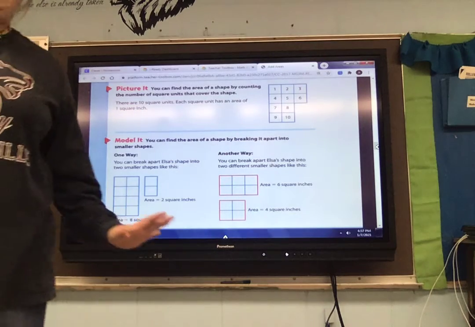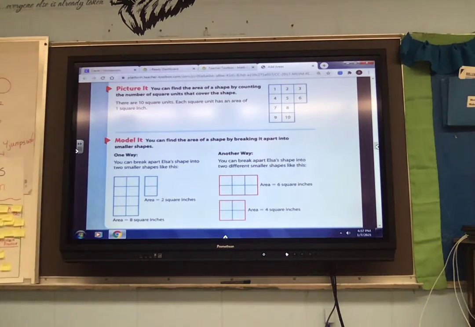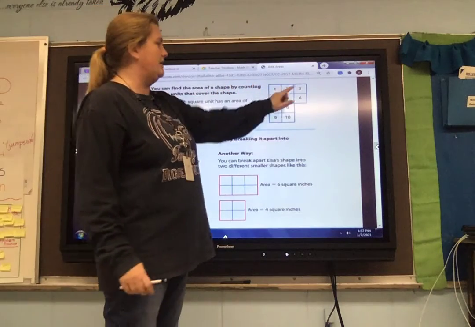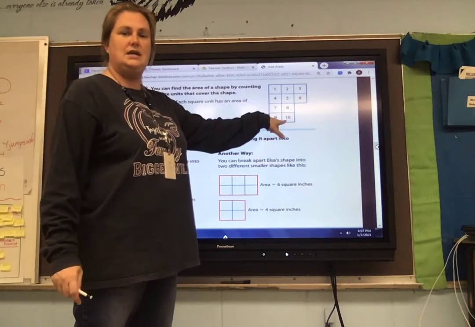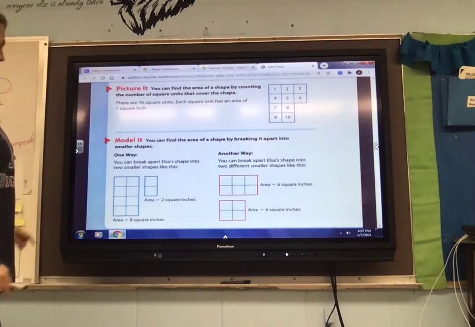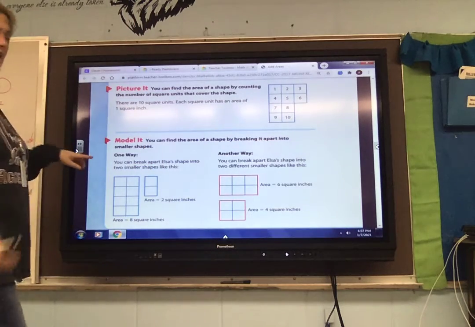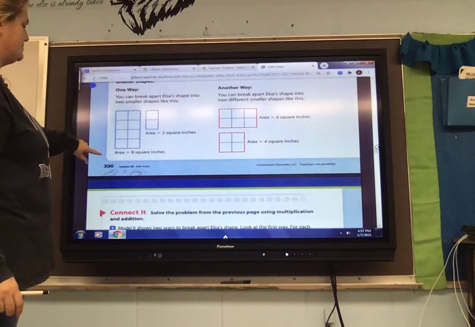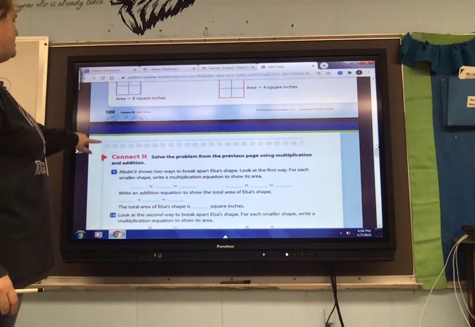Now both ways should give us the same answer because we're looking for a total area. Well, we already know that answer is going to be 10 because there are 10 total squares covering this shape. So let's look at it in our length times width. Let's go to page 301.